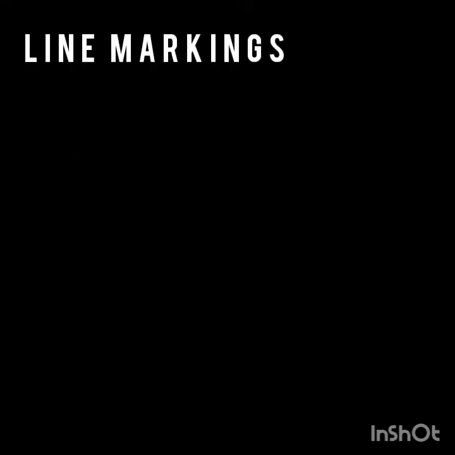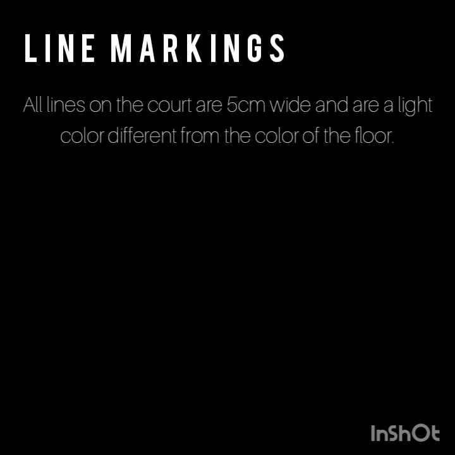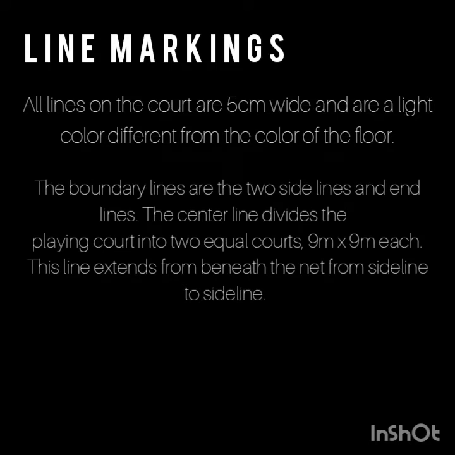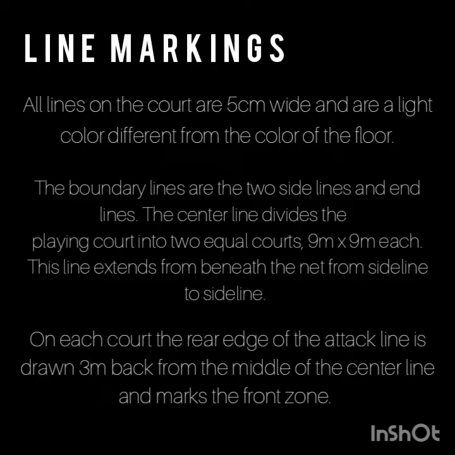Line markings. All lines on the court are 5 centimeters wide and are a light color different from the color of the floor. The boundary lines are the two side lines and end lines. The center line divides the playing court into two equal courts, 9 meters by 9 meters each. This line extends from beneath the net from sideline to sideline. On each court, the rear edge of the attack line is drawn 3 meters back from the middle of the center line and marks the front zone.